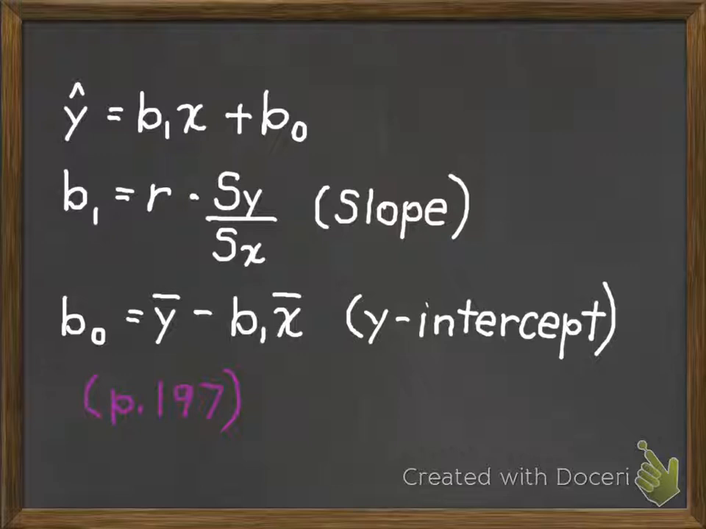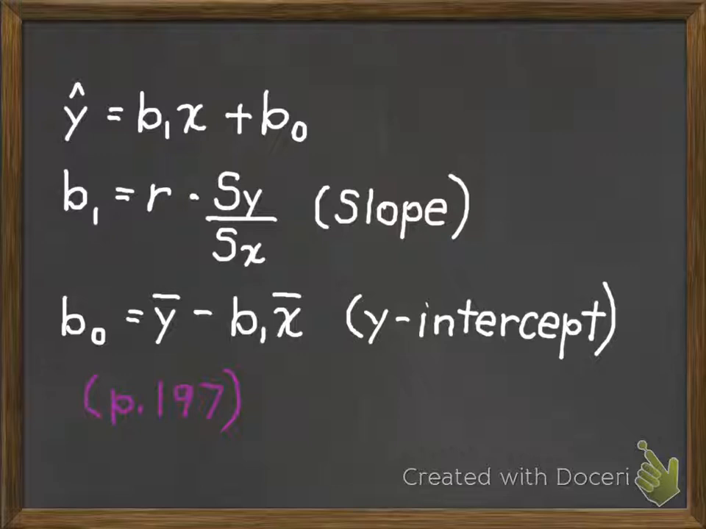Now let's look at the formula for the y-intercept. The y-intercept, b sub 0, is equal to the mean of the y values minus b sub 1, which is the slope, times the mean of the x values. So as you can see, we need to use the slope formula first before we can find the y-intercept, because we need the slope to find the y-intercept.